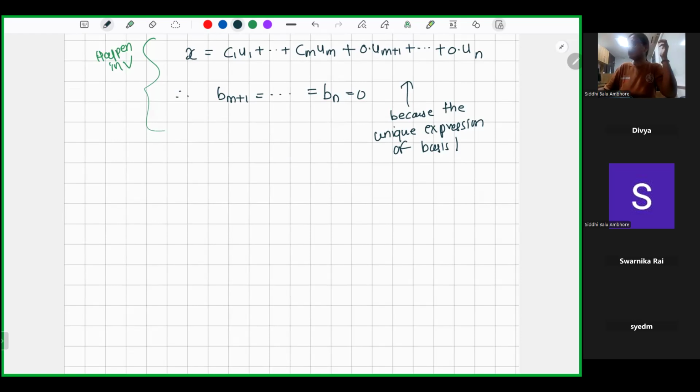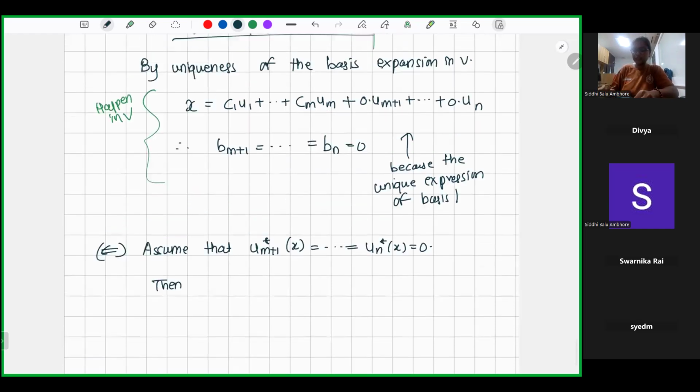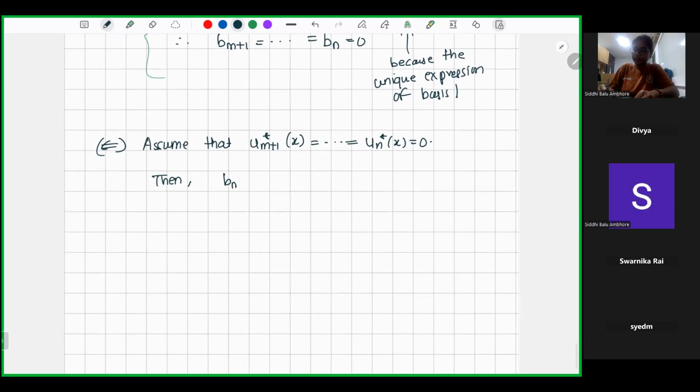No, right? So let's prove the other part. Assume that u_{m+1}* x into u_n* x is 0. Then this is pretty easy, because then all this b_{m+1} into b_n is 0 in the expression, and then x is anyway, we have this expression, right?